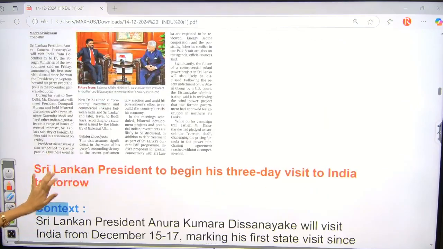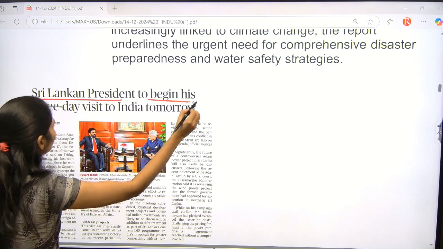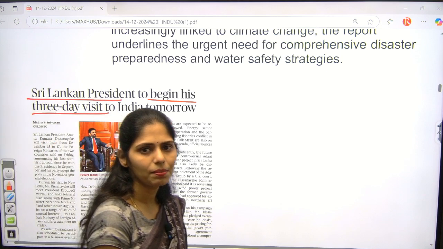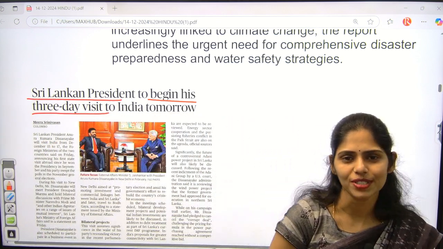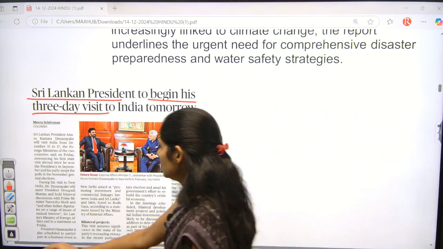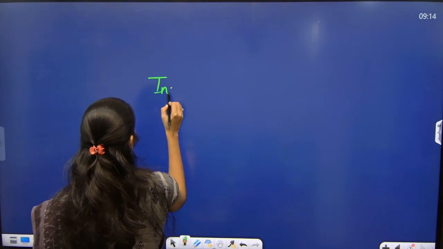And say this article, Sri Lankan president to begin his 3-day visit to India tomorrow. So tomorrow the Sri Lankan president is visiting India. So who is the president of Sri Lanka? Okay, very good. So here you have to see about India-Sri Lanka relations.